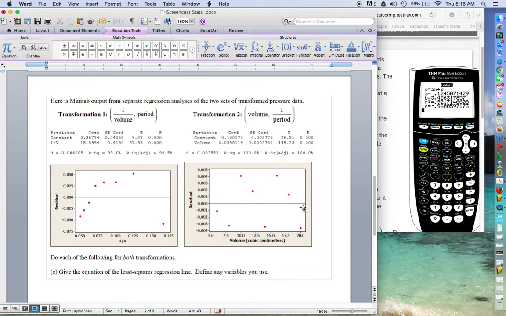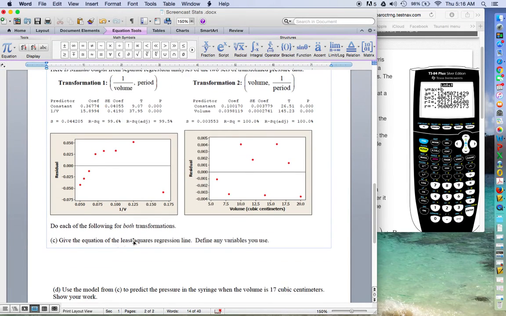That's what you want to see. There's no fan shape where it's going out in both directions, where you have small residuals that then become consistently large residuals. So you don't need to worry about that. It's fairly randomly distributed. So this 1 over y transformation is the way to go.